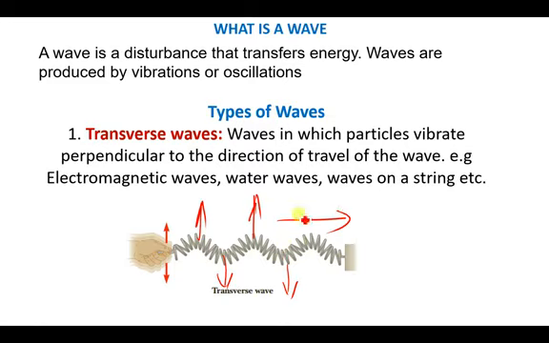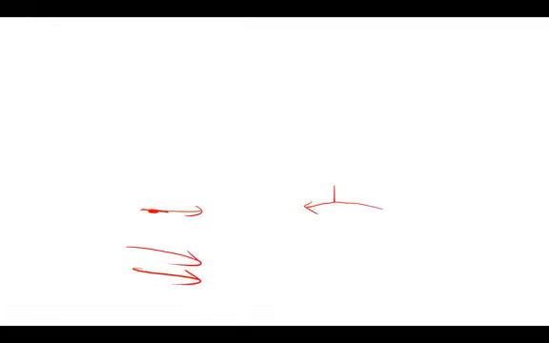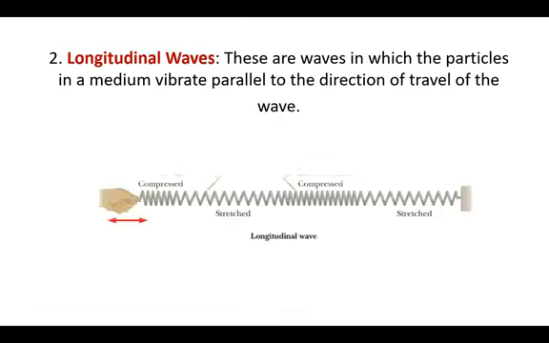direction of the wave. Let's also look at what are known as longitudinal waves. Longitudinal waves are simply the opposite of transverse waves. Since we said transverse waves have particles which vibrate perpendicular to the direction of the wave, for longitudinal waves we have to understand that the particles will always vibrate parallel to the direction of the wave.